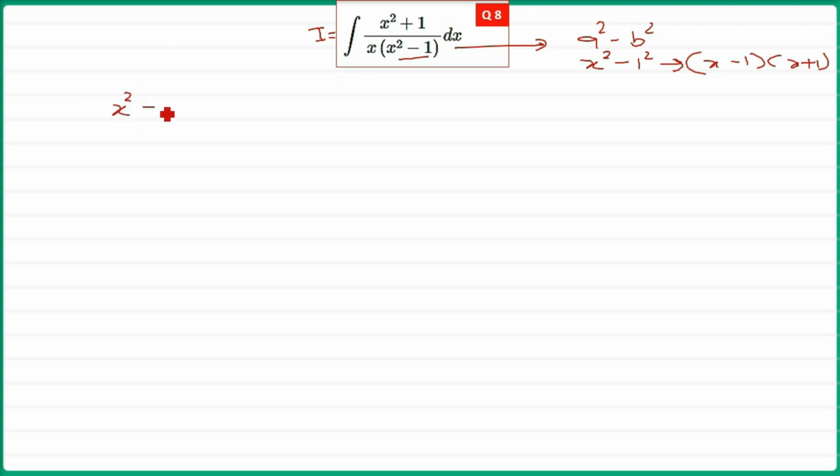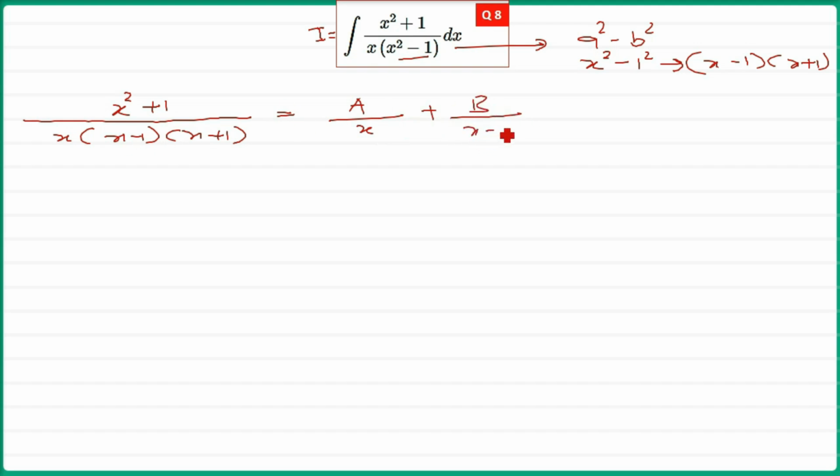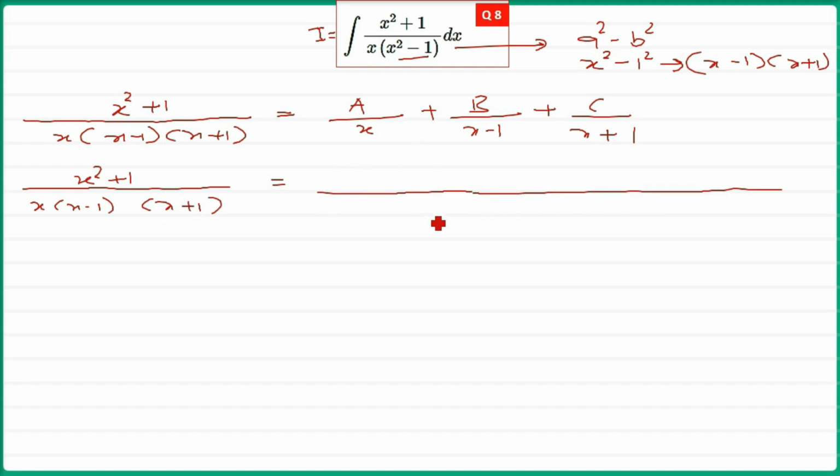So first we will use the partial fraction, or try to transform it into the form of partial fractions. This x square minus 1 I have written as x minus 1 into x plus 1. So this will be a divided by x plus b divided by x minus 1 plus c divided by x plus 1, since there are 3 factors and therefore we need 3 constants. The left hand side will remain the same, and the right hand side will take the LCM. So x into x minus 1 into x plus 1 will come in the denominator.